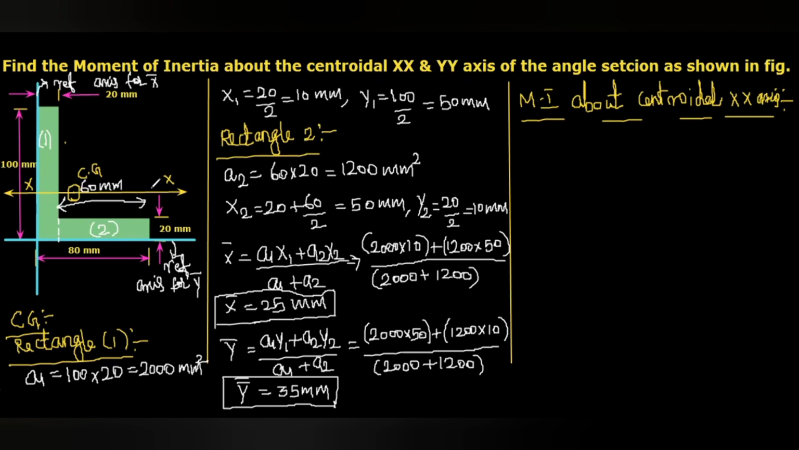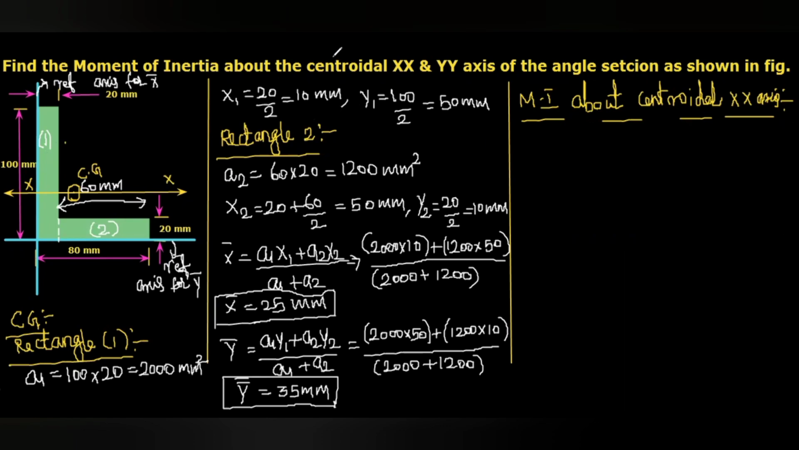For that, first we have to calculate moment of inertia of the rectangle 1 with respect to this x-axis. Then moment of inertia of the rectangle 2 with respect to the x-axis. Then finally we will add. Like that we are going to do. First, we are going to calculate moment of inertia of the rectangle 1 with respect to an axis which passes through its center of gravity and parallel to the x-axis.